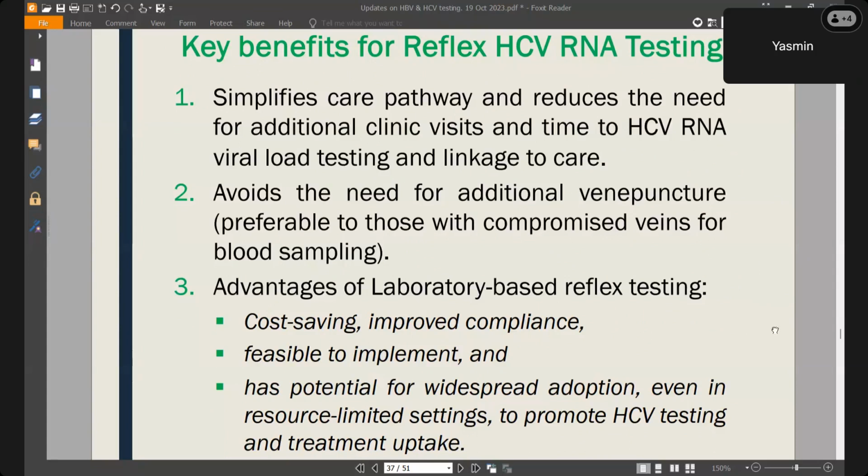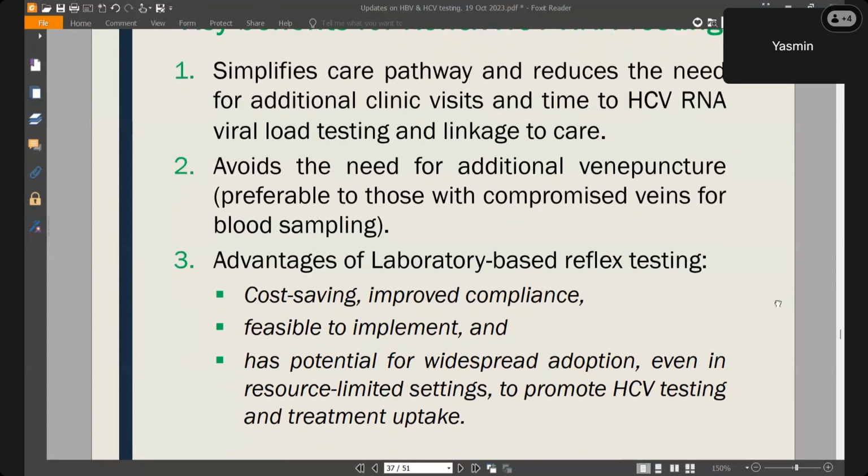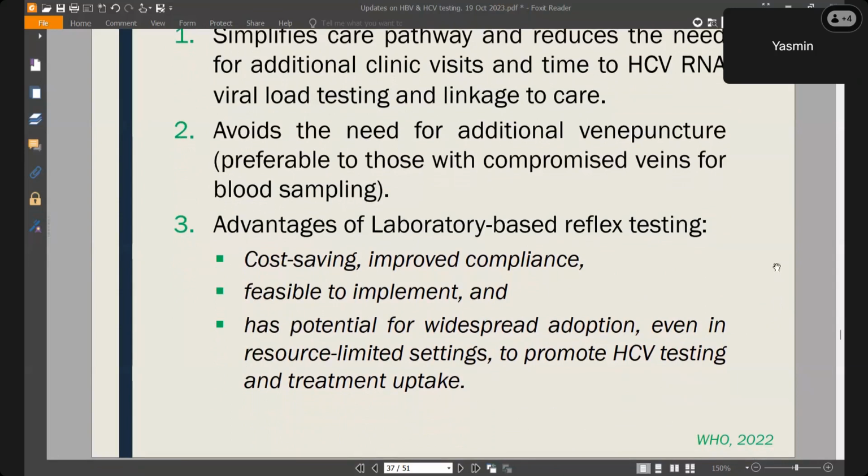But the most important advantage of reflex testing is that obviously it saves cost, obviously it improves compliance, and it's easy to implement. But the most important thing is that it has potential for widespread adoption, even in settings that are resource limited. Remember, WHO's strategy is to make sure that not just the testing is available, but the treatment itself is also available as soon as possible. So doing this helps promote testing and treatment uptake to an extremely advantageous level. All right, next slide.